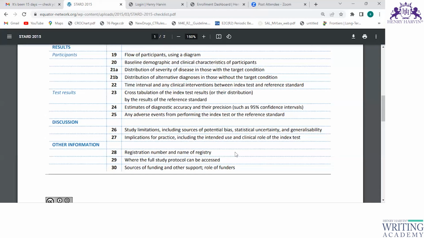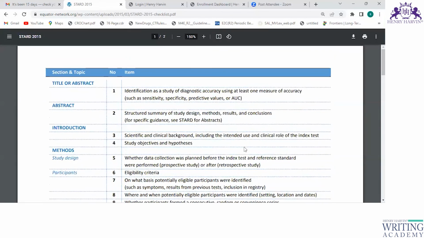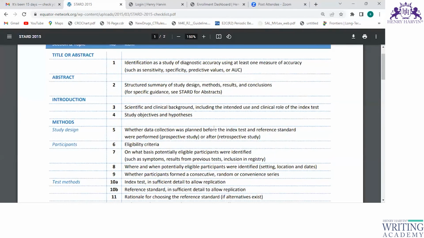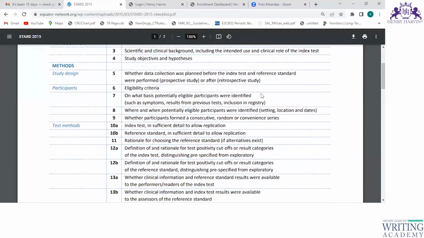And then after that, you can provide additional information like the registration number of the clinical trial and where it is registered, and where the full protocol can be accessed. If there are any funders, you can write about who the funders are and what the role of funders is, so that also can be explained. So this is a checklist. This is the same checklist which is given in the slide, but I have used this checklist because in the slide it is not clearly visible, so that's why I've explained to you by using this checklist.